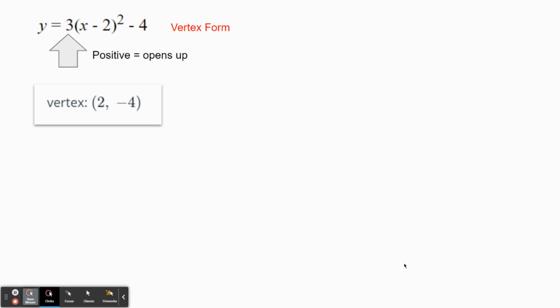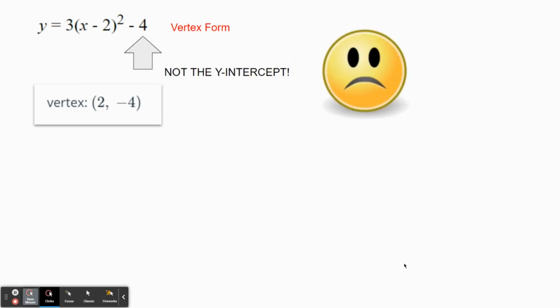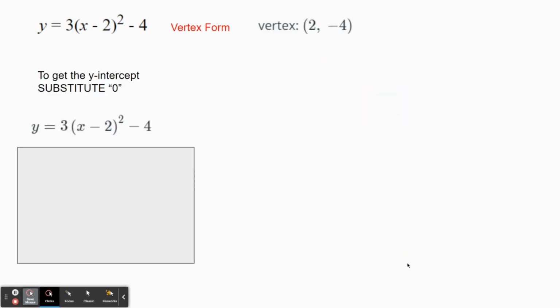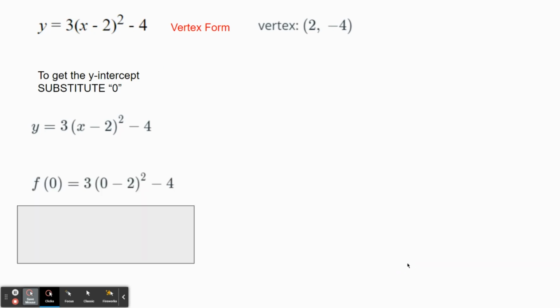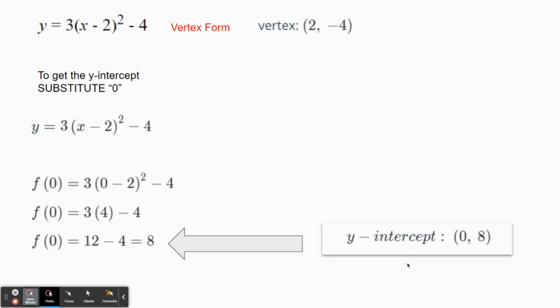This is a positive 3, so it's going to open up. That is not the y-intercept. A lot of people think that negative 4 is the y-intercept. That is the y value for the vertex. To get the y-intercept, we're going to substitute 0 in for x, and once you do that, you get a value of 8. So the y-intercept is actually 8, much different than negative 4, right?